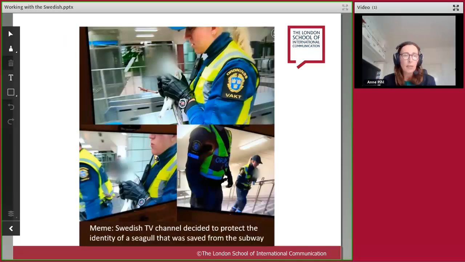Just to move on to the pictures, this is a meme which I thought was interesting. You may have seen this. It's been doing the rounds on the internet. The point I wanted to make here is how Sweden is well known for equality and political correctness. Sweden has a long and renowned history of supporting equality, whether it's workers' rights, women's rights, children's rights, animal rights, as in the case of the seagull here.